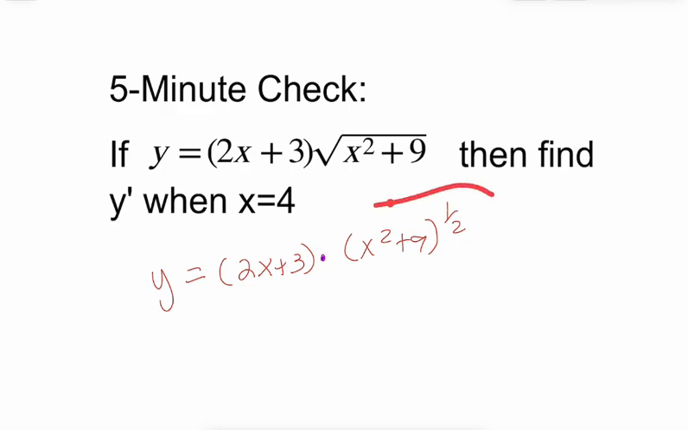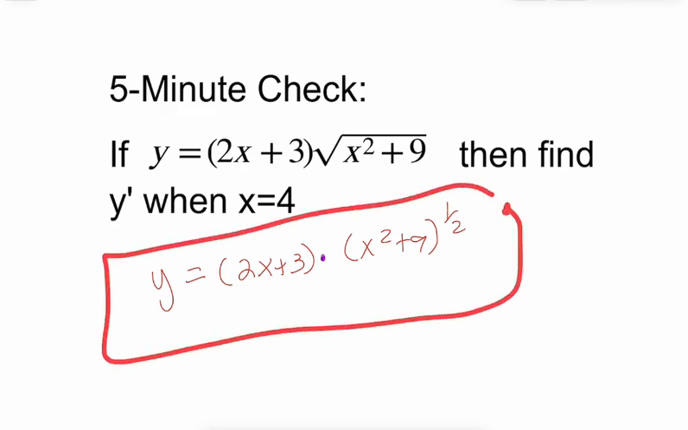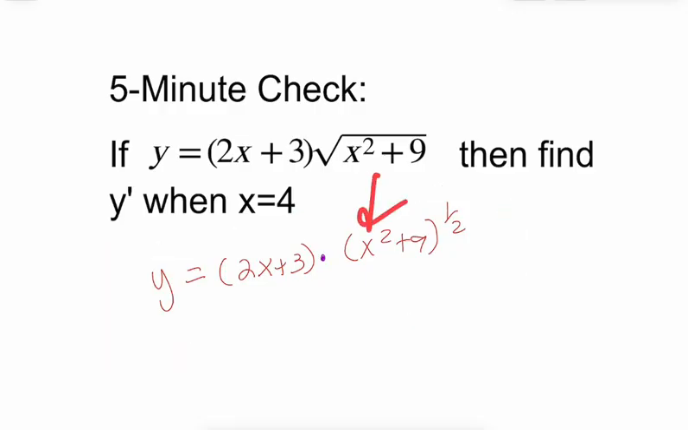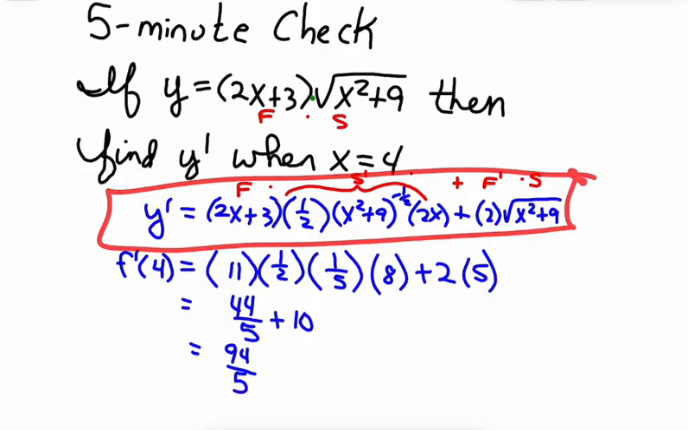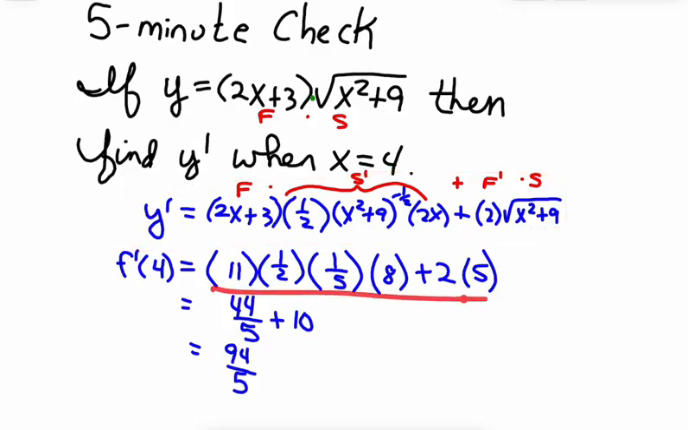So if we take a look at this problem, you want to do a rewrite, make that a 1/2 power, put a dot between them. You have to make sure to do the product rule, okay? So when I did the product rule, here's first times the derivative of the second plus second times the derivative of the first, and then plug in 4, okay?